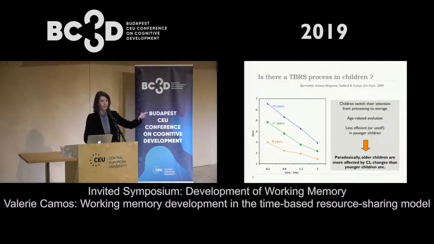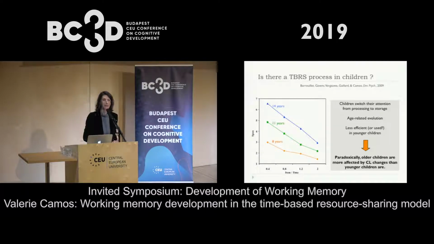Just a remark, the 14 years old get the same result as the young adult, which gives an idea about the developmental trend. What is also quite interesting for us is that you can see the slopes are very different across the ages. And actually, the 14 years old are more sensitive to manipulation of cognitive load. It's quite paradoxical, because the older are more affected by the increase of cognitive load.